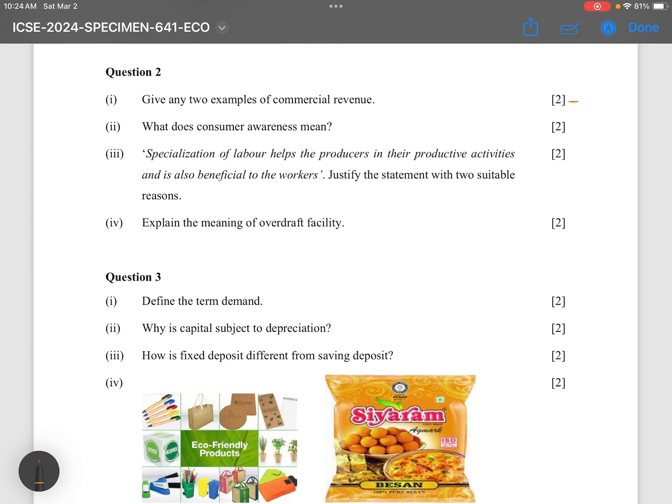And now here is where they are going to test your knowledge, your definitions, how much conceptual understanding you have. So the first question, question 2, first part, is: give any 2 examples of commercial revenue. Now they have just asked you the examples, 2 marks. First of all, what are commercial revenues? Revenue from public enterprises by selling goods and services. They are also known as price.